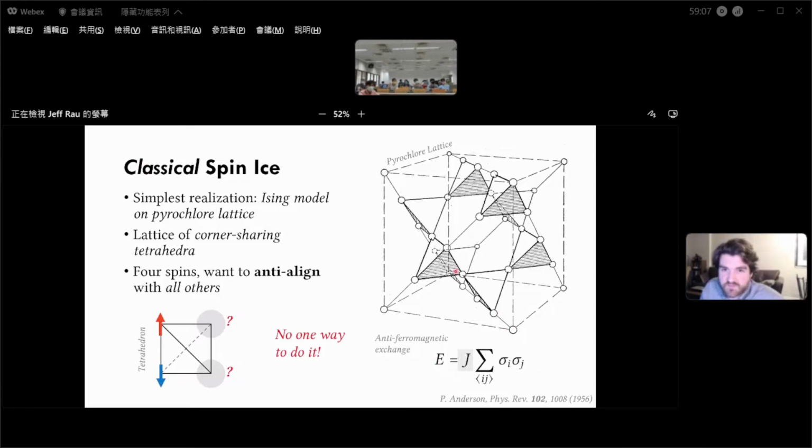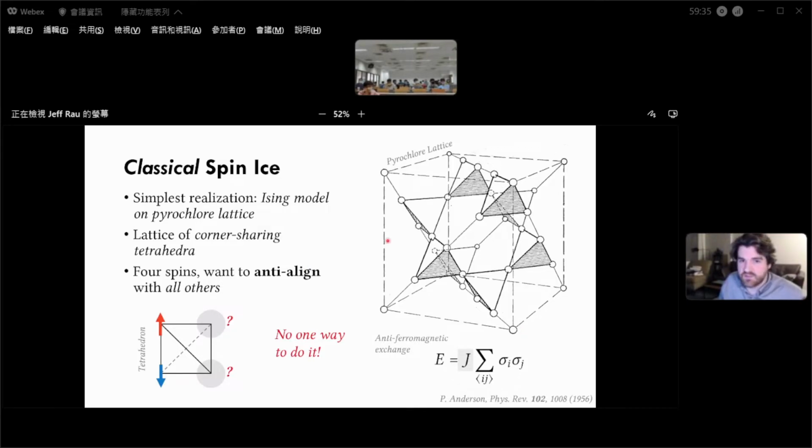On each one of these sites of the pyrochlore lattice, we're going to consider a spin that has two different states. We'll call them up, down, plus or minus, and these spins are going to want to anti-align with their neighbors. So this is the simplest possible version you can write down. You can add additional interactions. Typically in realistic materials, you're going to want to include dipolar interactions as well, but for the essential physics, we're not going to need to talk about that.